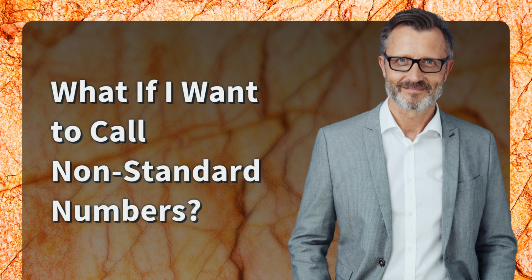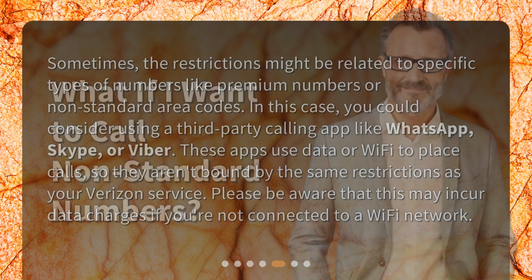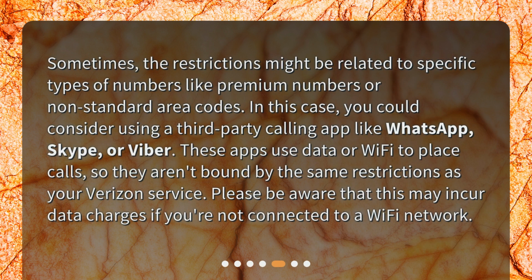What if I want to call non-standard numbers? Sometimes, the restrictions might be related to specific types of numbers like premium numbers or non-standard area codes. In this case, you could consider using a third-party calling app like WhatsApp, Skype, or Viber. These apps use data or Wi-Fi to place calls, so they aren't bound by the same restrictions as your Verizon service. Please be aware that this may incur data charges if you're not connected to a Wi-Fi network.